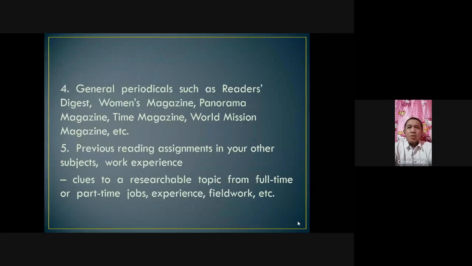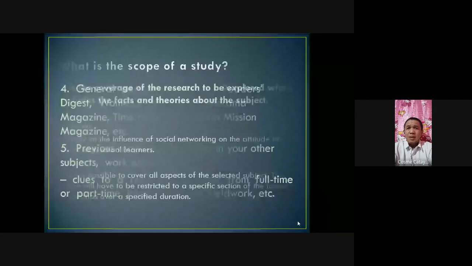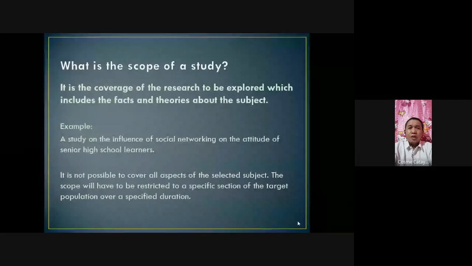What is the scope of study? It is the coverage of the research to be explored, which includes the facts and theories about the subject. Example, a study on the influence of social networking on the attitude of senior high school learners. It is not possible to cover all aspects of the selected subject. The scope will have to be restricted to a specific section of the target population over a specified duration.